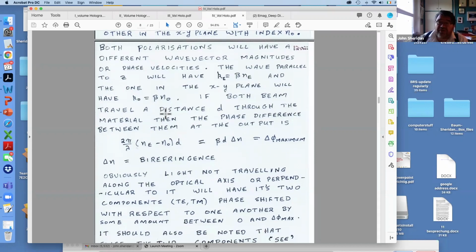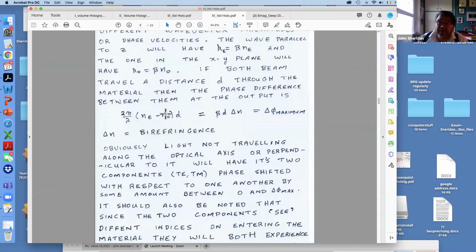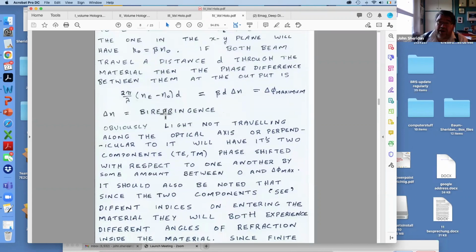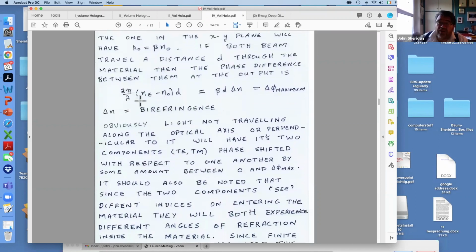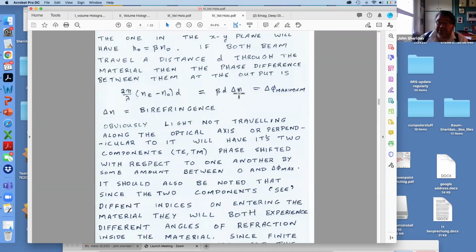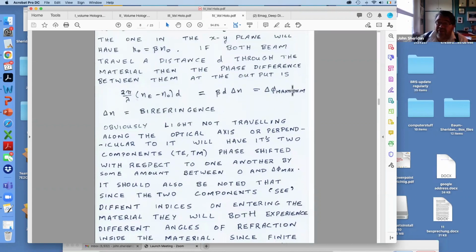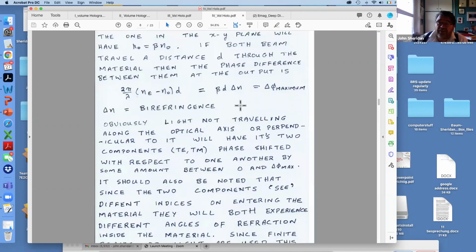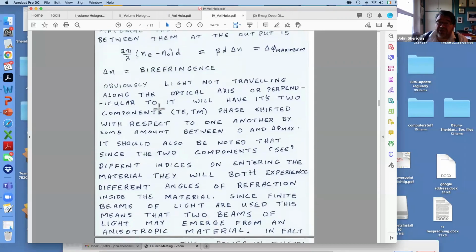If both beams travel a distance d through the material, then the phase difference between them at the output is given by this: 2π over the wavelength times (n_e minus n_o) times d, or β d times Δn. That's the phase shift, the Δφ maximum, where Δn is our birefringence.